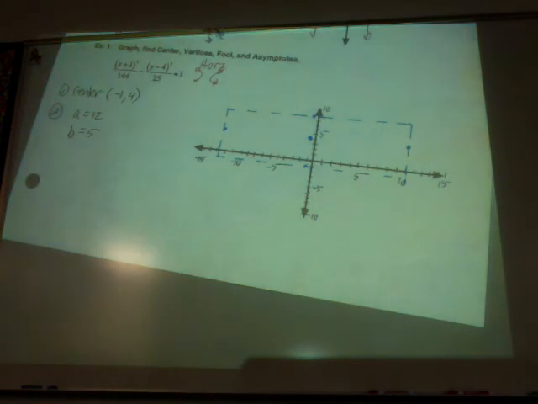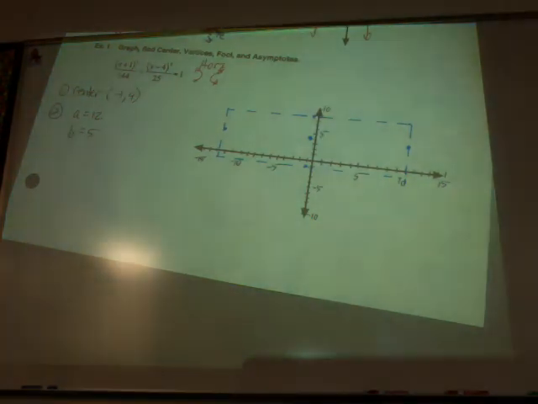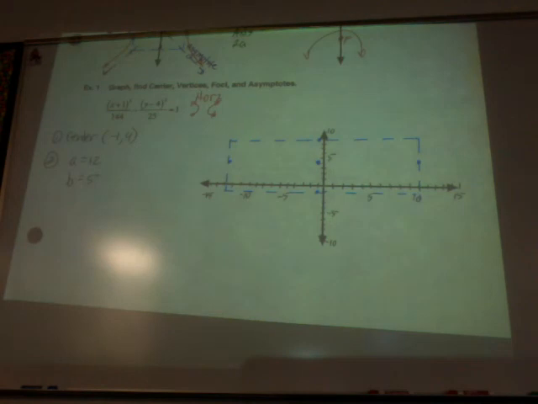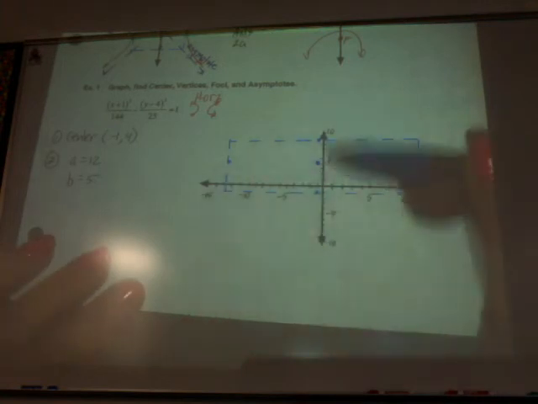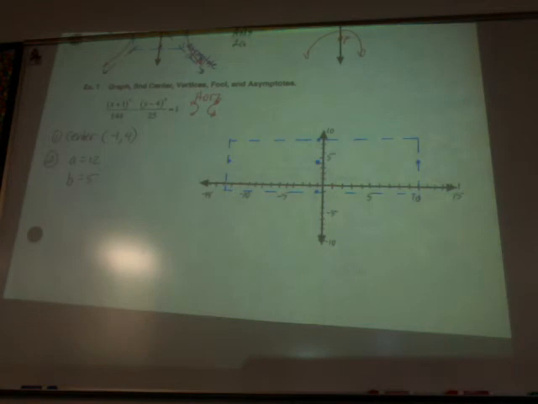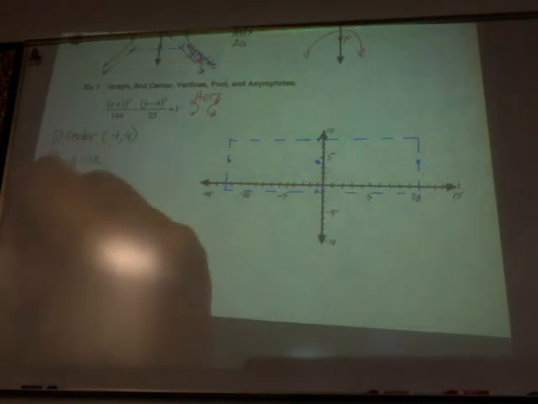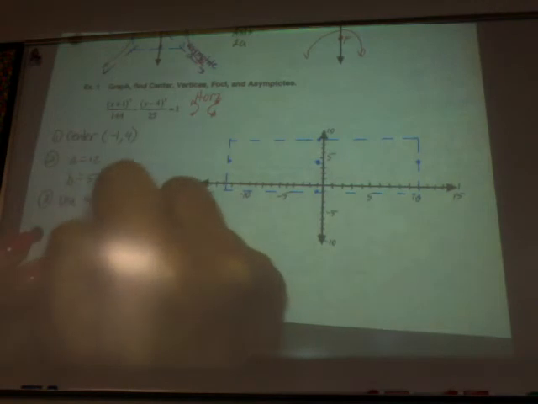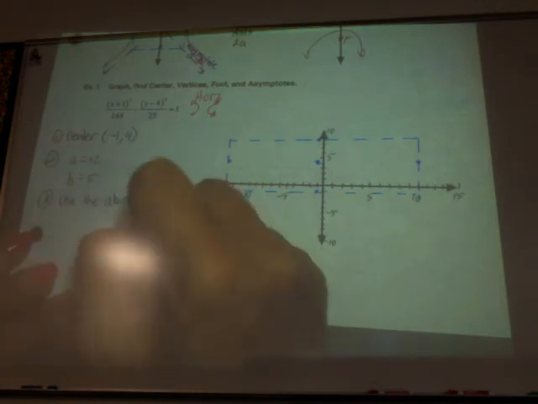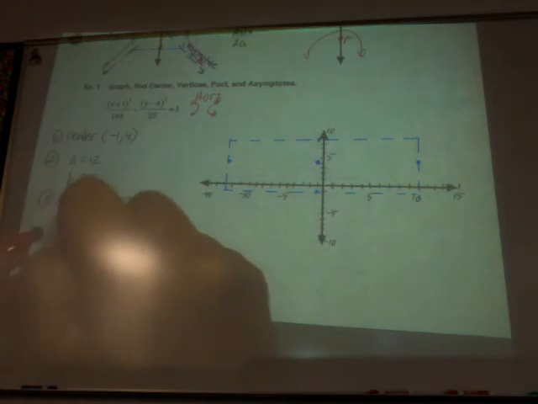The more accurate you are on your rectangle, the better your asymptotes are, so it's really important that you get that as accurate as possible. Questions so far? Are we good? All I did was go a to the right, a to the left, b up, and b down. For step 3, for your notes, use the above to plot the box. So that's what we just did.